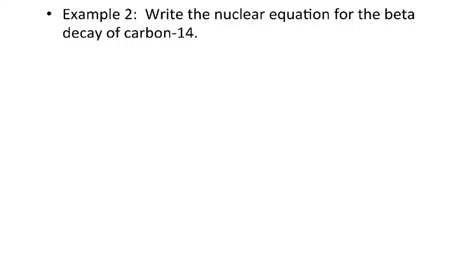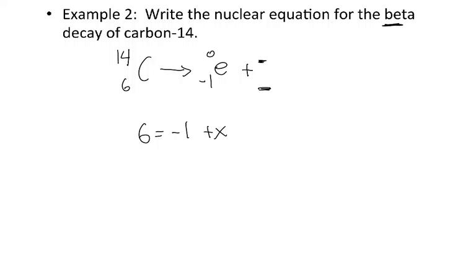All right, so I've got my carbon-14. Then it's going to be spitting out this beta particle. Right, this was the beta. And then I just have to figure out what the daughter is. And so let's use the math equation that I did last time. I'm trying to figure out what the new atomic number and mass number are. So if I do the atomic number first, I know that 6 is equal to minus 1 plus x, right? And so to solve that, I'd add 1 to both sides, and so I get x is equal to 7.